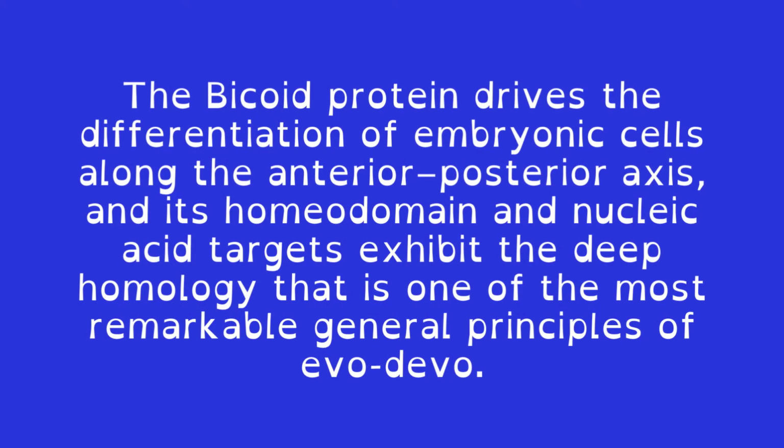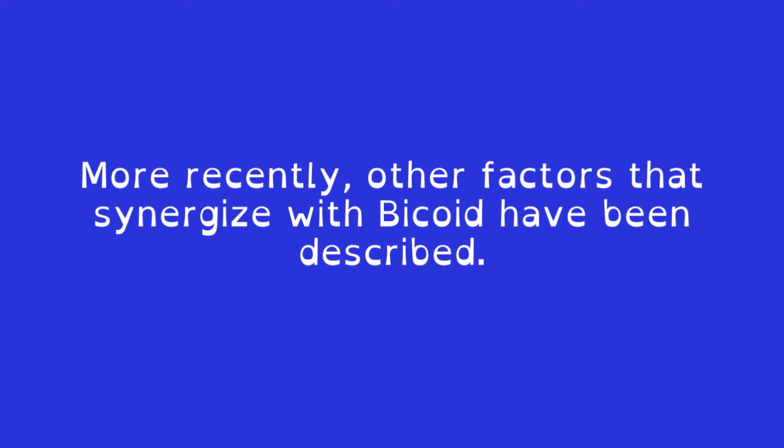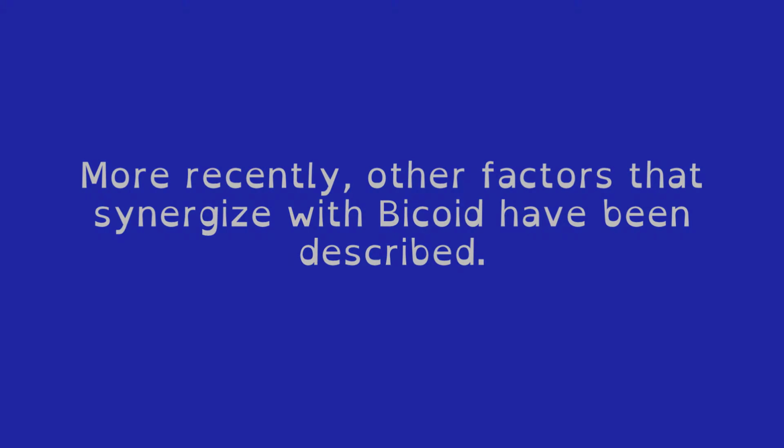The bicoid protein drives the differentiation of embryonic cells along the anterior-posterior axis, and its homeodomain and nucleic acid targets exhibit the deep homology that is one of the most remarkable general principles of evo-devo. More recently, other factors that synergize with bicoid have been described.